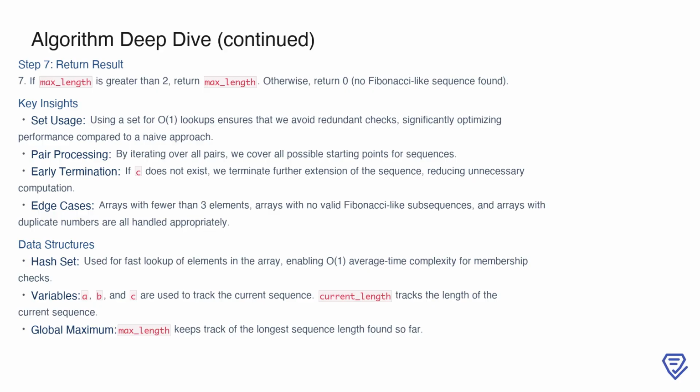If the global maximum length is greater than 2, we return it as the result. Otherwise, we return 0 to indicate that no Fibonacci-like sequence was found. There are several key insights to note here.